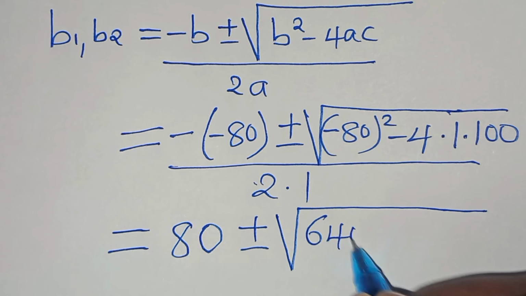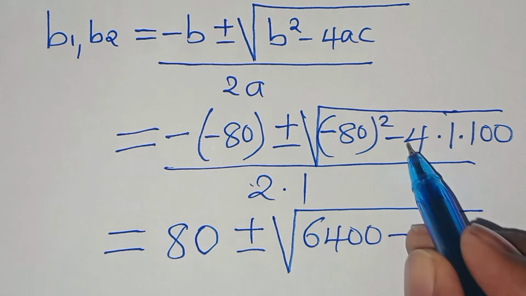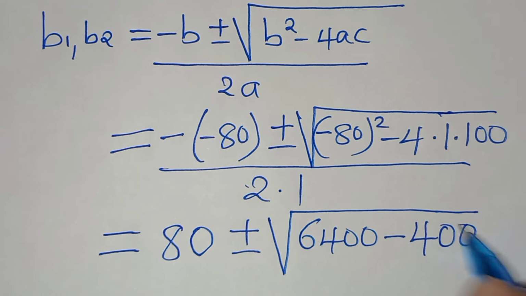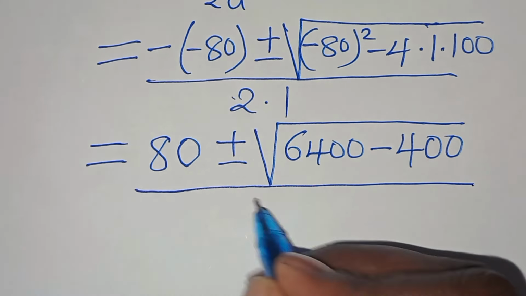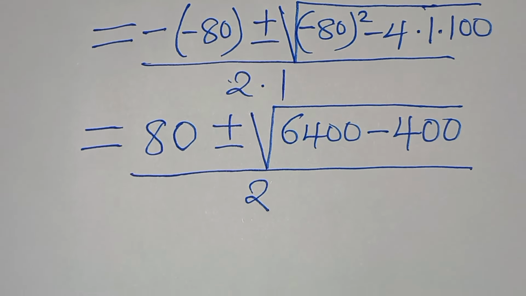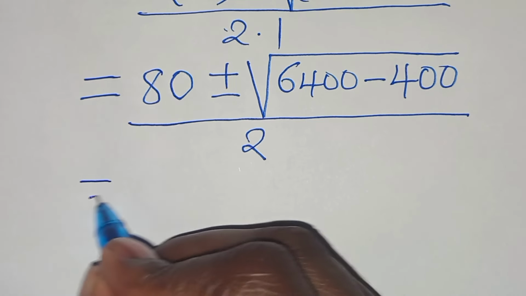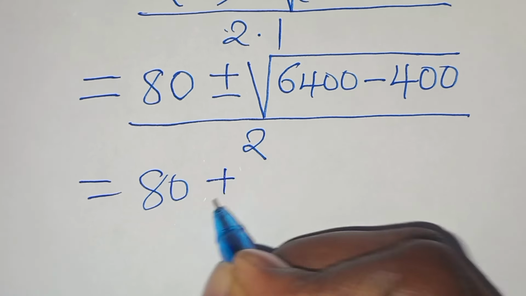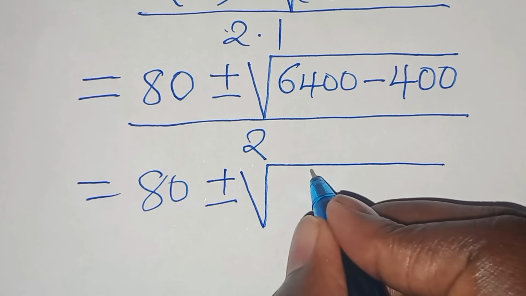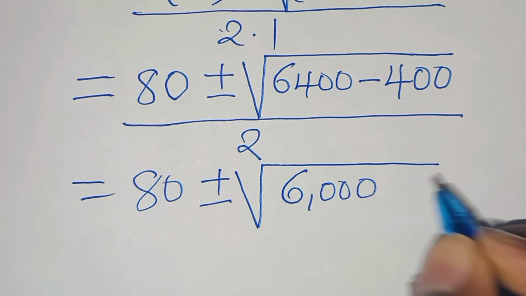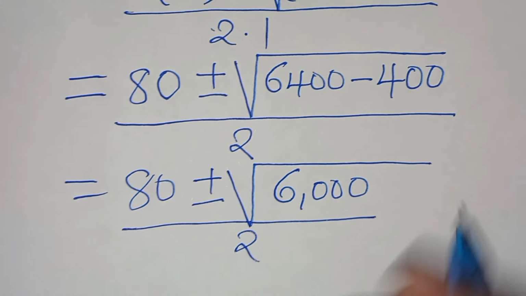This is 6400 minus 4 times 100. This is minus 400 divided by 2. So this implies that we have 80 plus or minus the square root of 6400 minus 400. This is 6000 divided by 2.